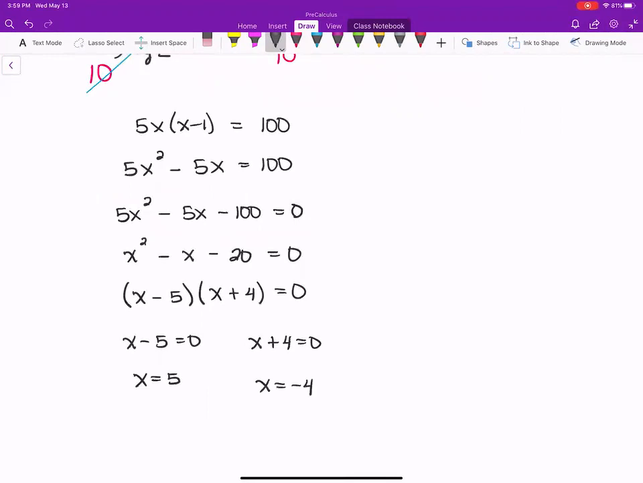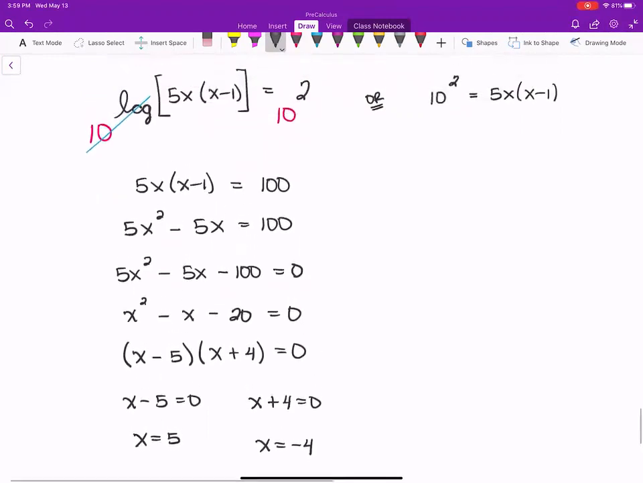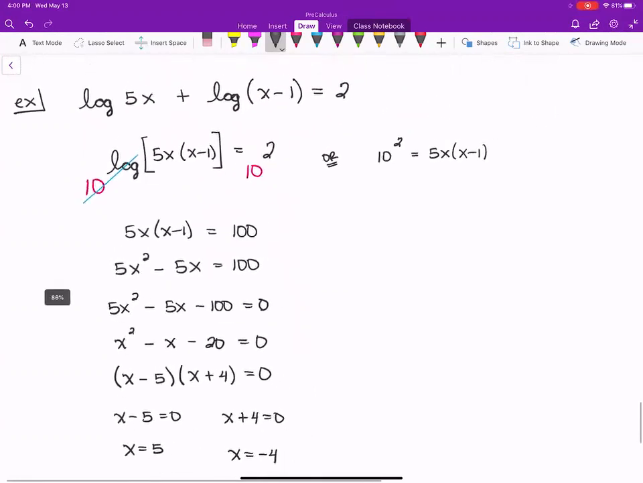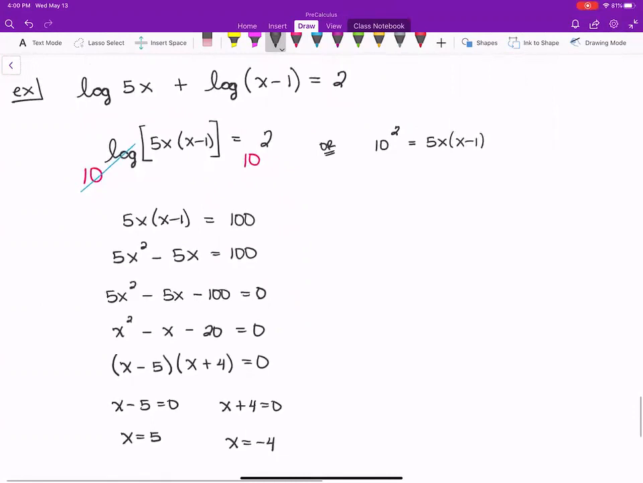All right, now you do have to be careful. Just because you get a negative number as an answer does not mean that it's an issue. It's just something that you have to double check and make sure that you're good with. So I'm going to take the 5 and check it real quick, make sure it works. If I were to plug 5 into here, this would give me the log of 25. And this would give me the log of 5 minus 1, which is 4. So no issues with that one.